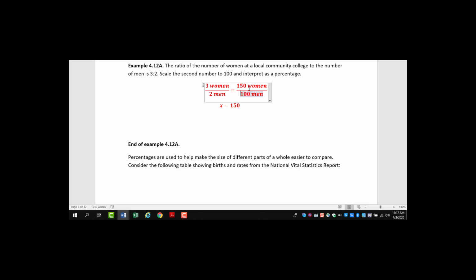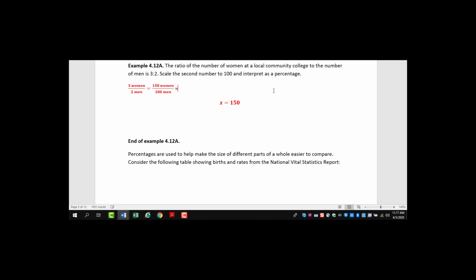And that, of course, would be 150%. Now, how can I interpret that 150%? If you look up to the last problem, give it some thought. And I'm gonna put it in here so you can hit pause and think about how this sentence is gonna be written.